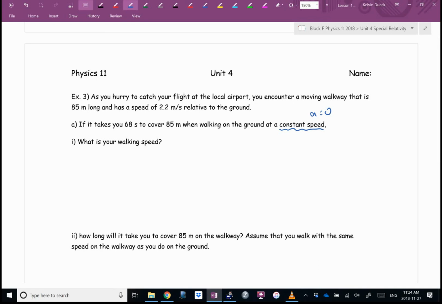Part 1. Chris, what does part 1 want me to find? Your walking speed. V equals question mark. A is 0. What's that? 68. Your T. What's that? 85. T.